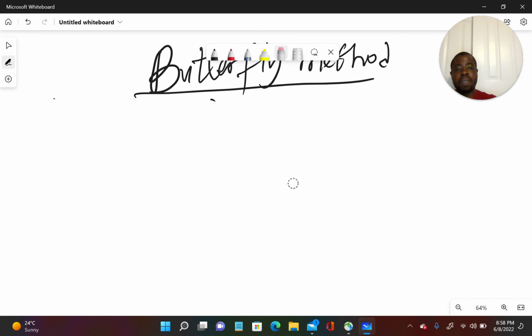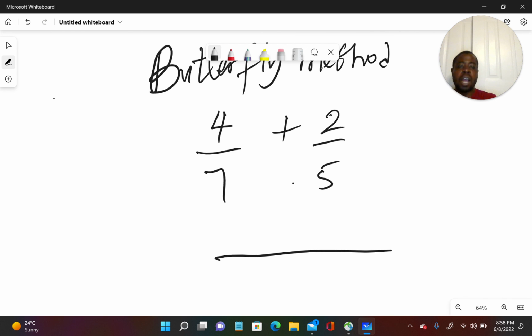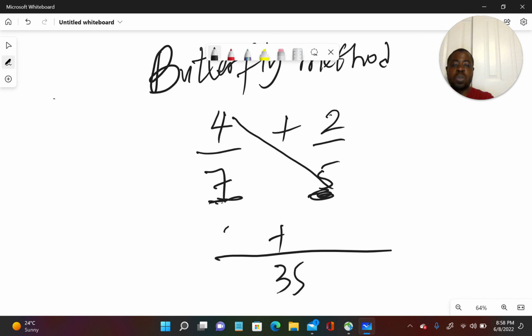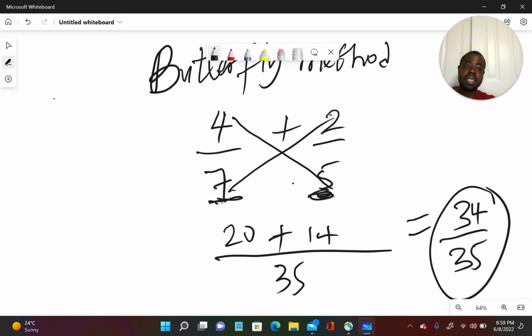So let me revise the butterfly method again. Let's have 4 over 7 plus 2 over 5. For the butterfly method, you look at the denominators, 7 and 5. You multiply these two together, that's 35. Then plus, you cross multiply here. 5 times 4 is 20. You cross multiply this, 7 times 2 is 14. And that gives you 34 over 35. And you stop here because nothing else can divide both of them.